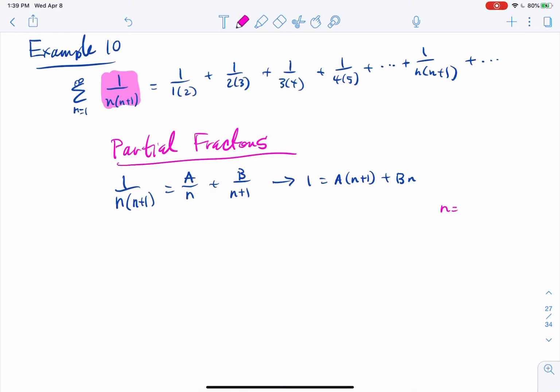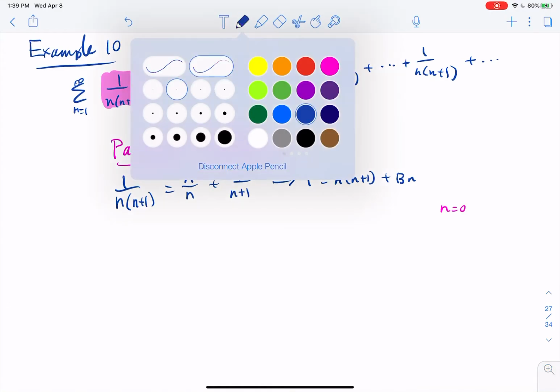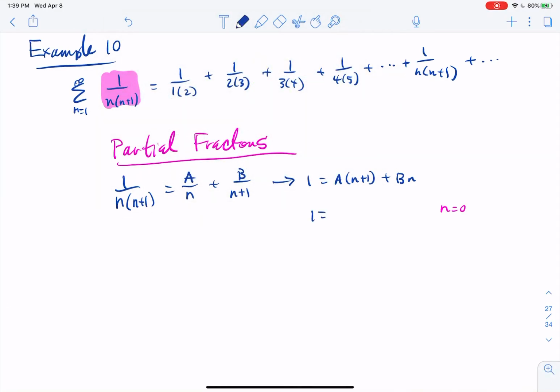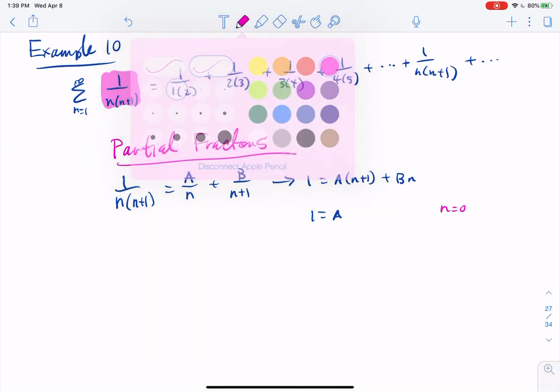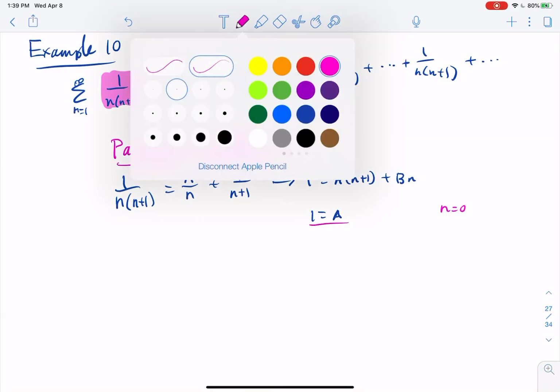How about we let first n equal 0? If we let n equal 0, then of course this term is going to disappear and we can solve it for A. So if I let n equal 0, I have 1 is equal to A times 0 plus 1. That's just A. Very nice. All right, so that means we have our A value.